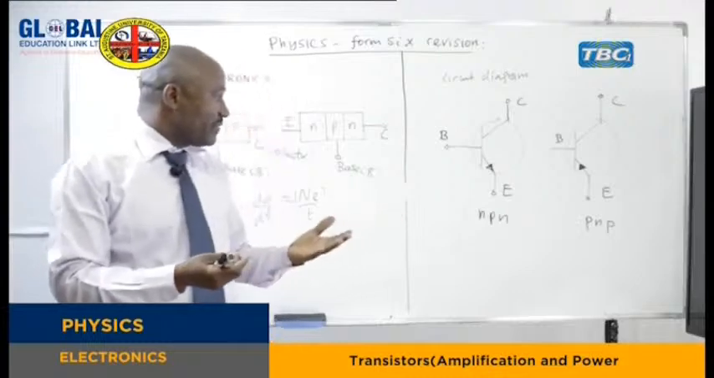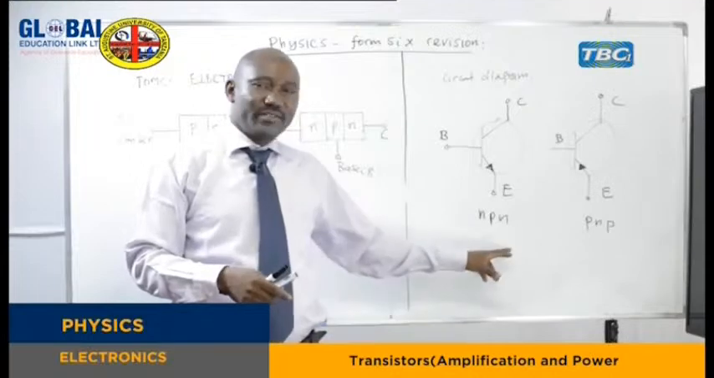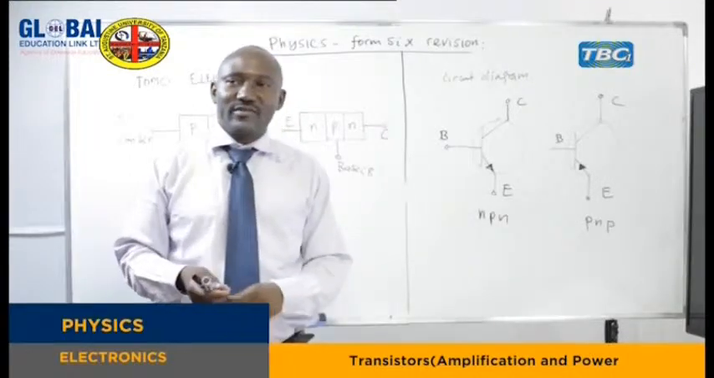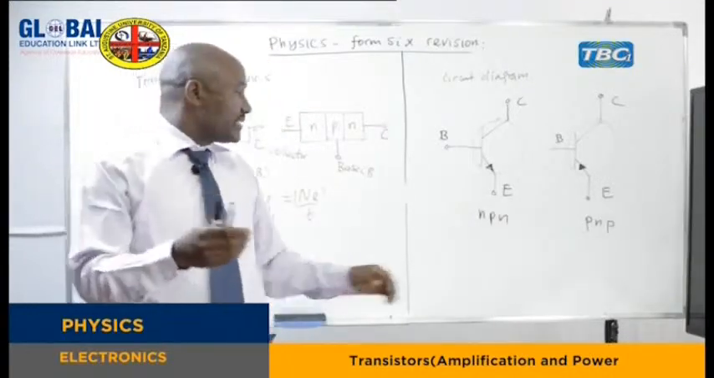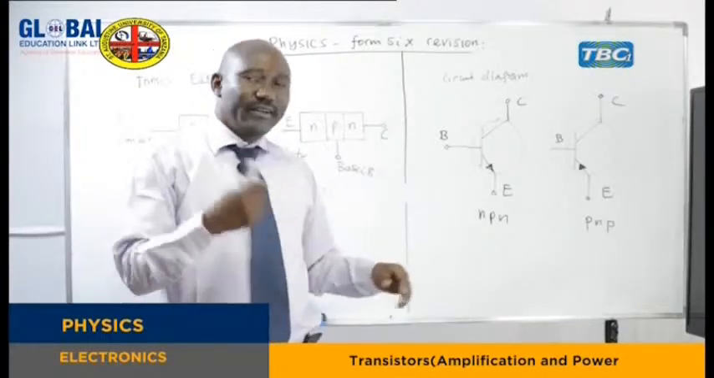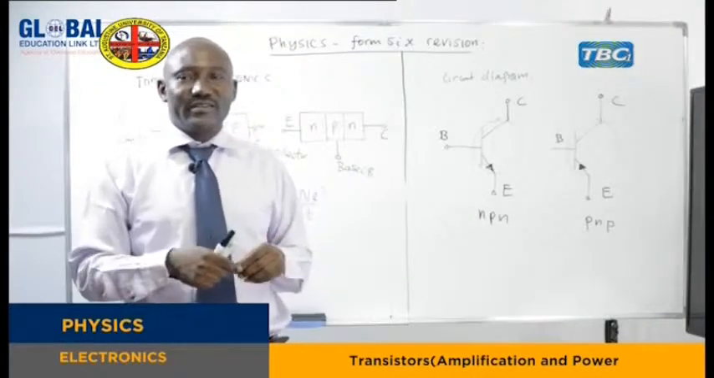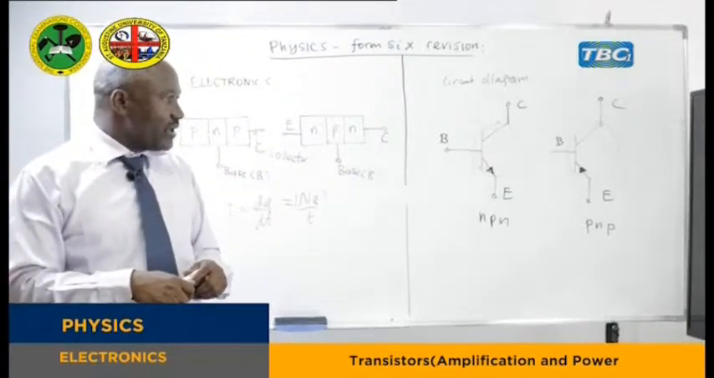Those are the two types of transistor we have, NPN and PNP. And I said before, we prefer using NPN because this is a transistor where the majority charge carriers are electrons, and these electrons have greater mobility, hence they respond quickly to any changes in the circuit. So we have seen the types.